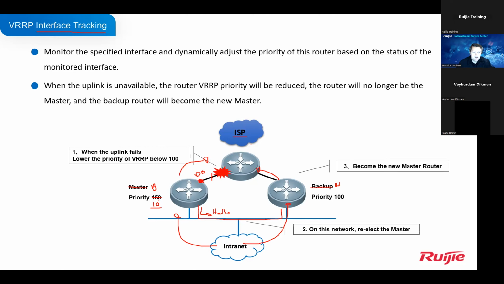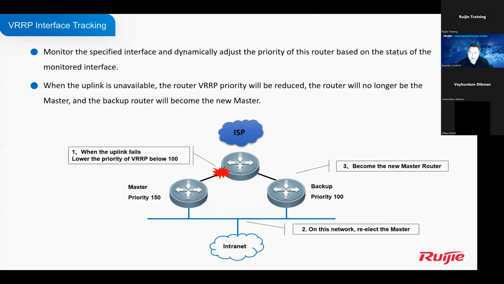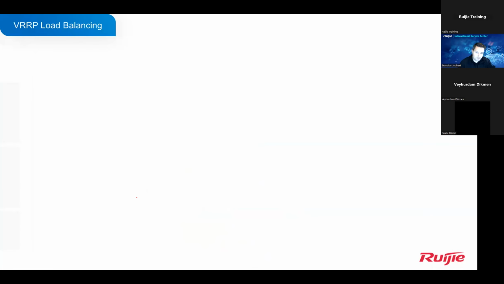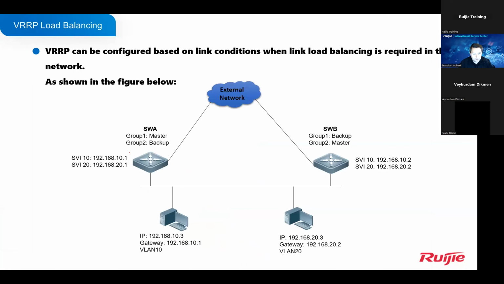Okay. Then we have load balancing. So this is where we want to get to with VRRP. So if you have two routers within your network, you don't want one to do all the work. Even though it's for redundancy purposes, that's fine. But if you can split the load, you want to split the load between your devices. So you can have two VRRP groups. You can have VRRP group 1 and VRRP group 2.